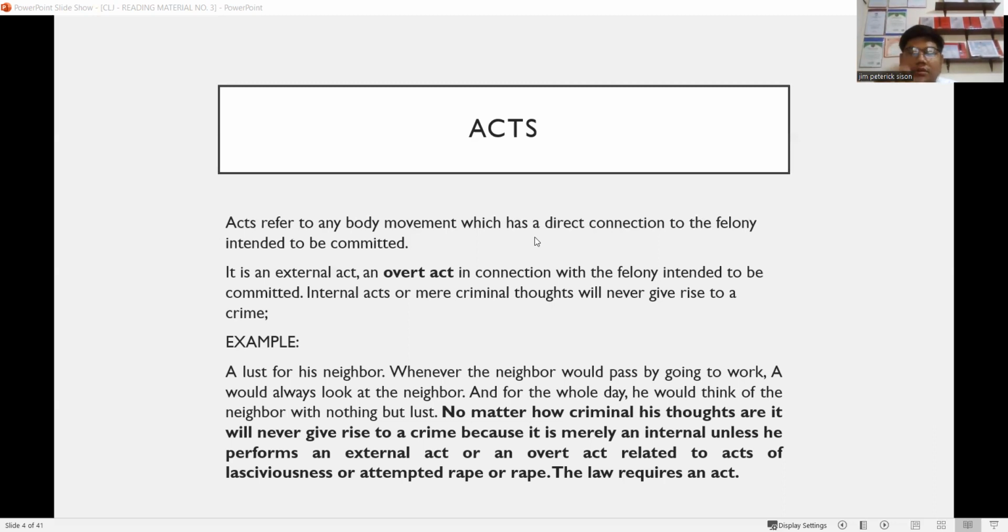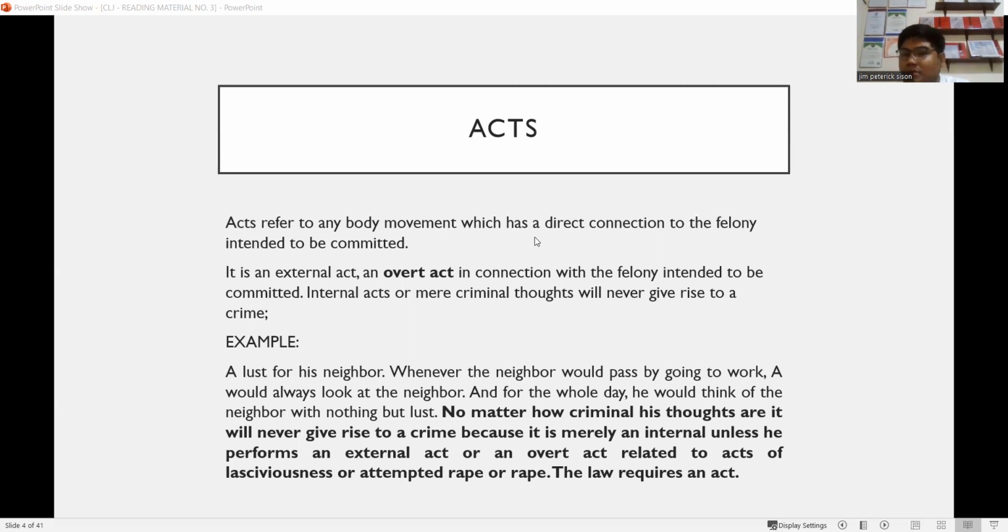How about internal acts? Are mere criminal thoughts punishable? Internal acts or mere criminal thoughts will never give rise to a crime. Example, A lusts for his neighbor. Whenever the neighbor passes by going to work, A would always look at the neighbor, and for the whole day, he would think of the neighbor with nothing but lust. No matter how criminal his thoughts are, it will never give rise to a crime, because it is merely internal.